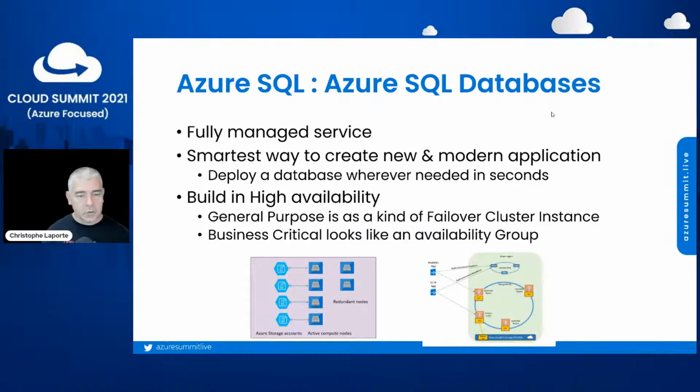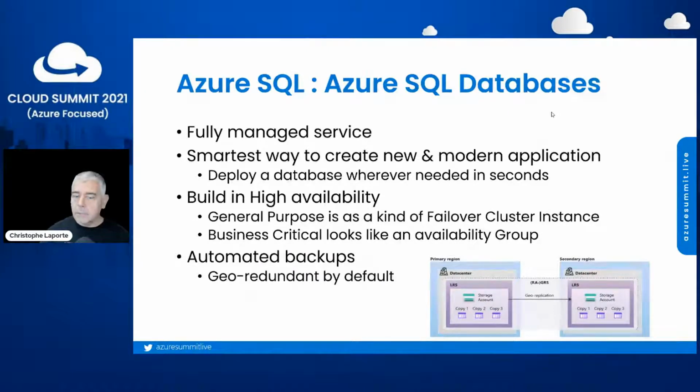For the business critical, just think about an availability group again. You have many VMs with local SSDs, and the database relies on these local SSDs. And with availability group technology, the data are replicated from one node to the other node. And once again, you have 4 different nodes inside your, I would say, cluster for your business critical Azure SQL database.